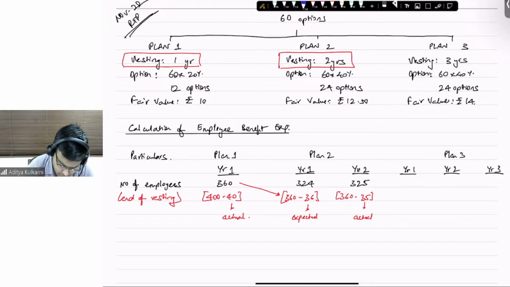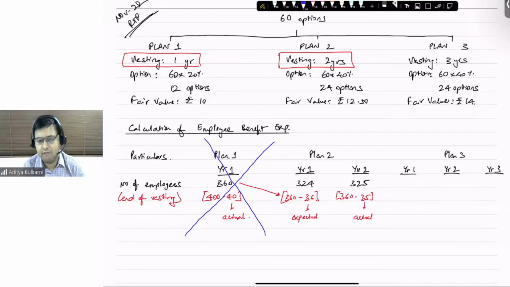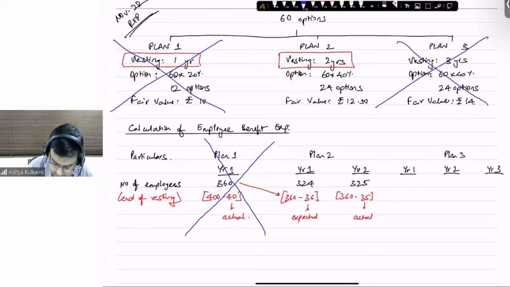I am just going to remove this. Don't look at plan 1. If you want to understand plan 2, don't look at plan 1. Plan 2, take it as an independent case. What does independent case mean? Just think that you have just this one plan available. Don't look at this.